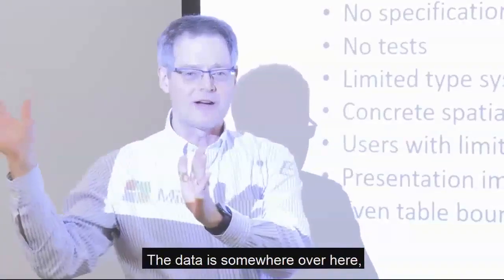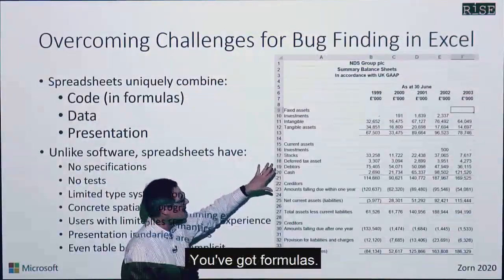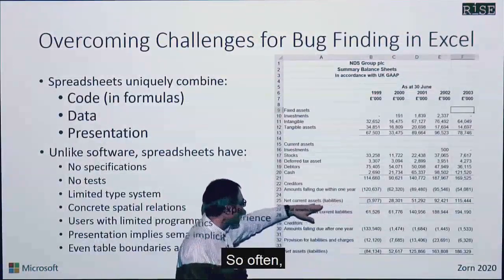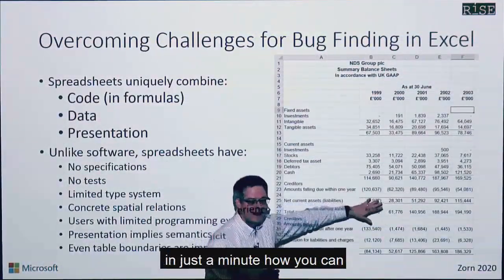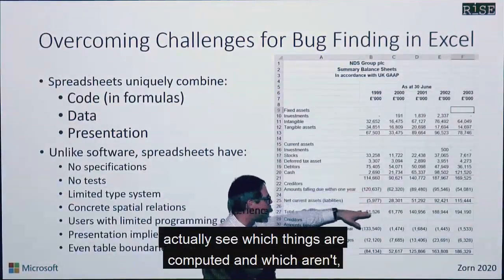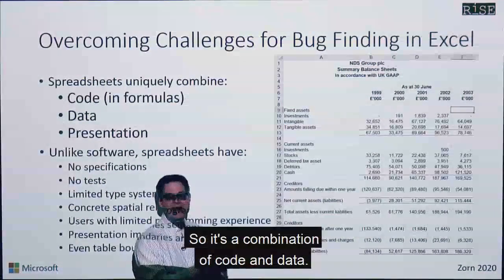The data somewhere over here, they work on the code. In the case of spreadsheets, you've got a mix. You've got formulas, so often values in spreadsheets are computed, and I'll show you in just a minute how you can actually see which things are computed and which aren't, and other things which are just data that comes in. So it's a combination of code and data.